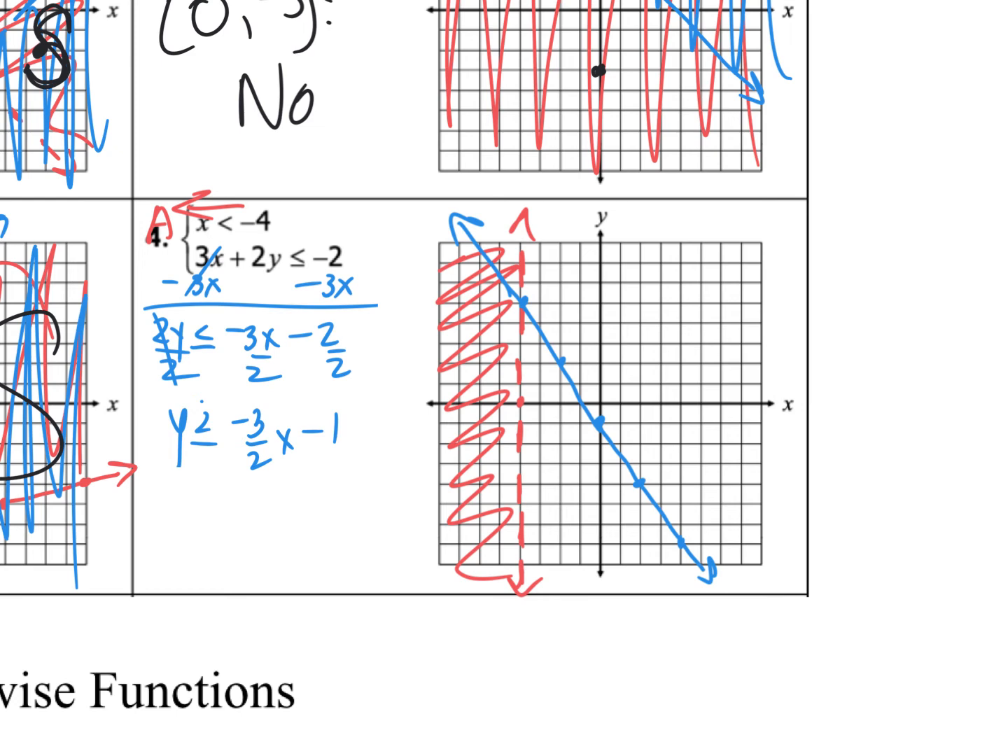And for this one, we're going to shade below. So where does the shading overlap? Well, the shading overlaps on this side of the red line.